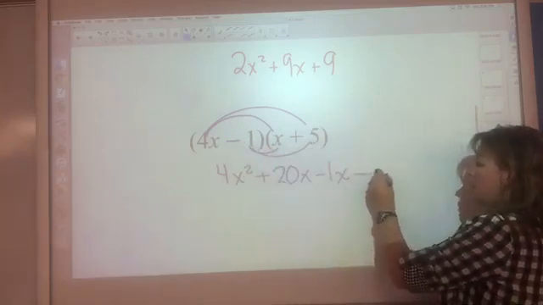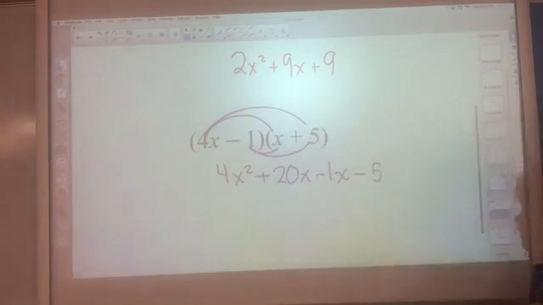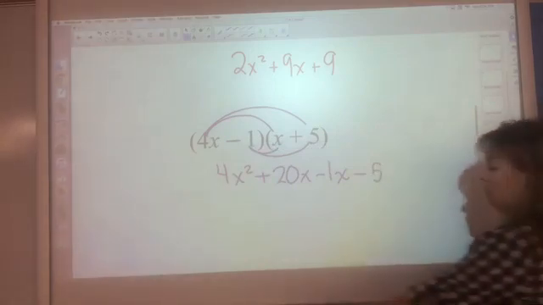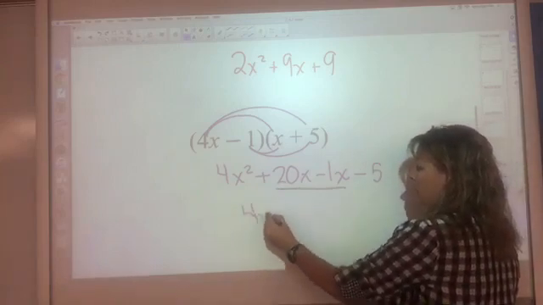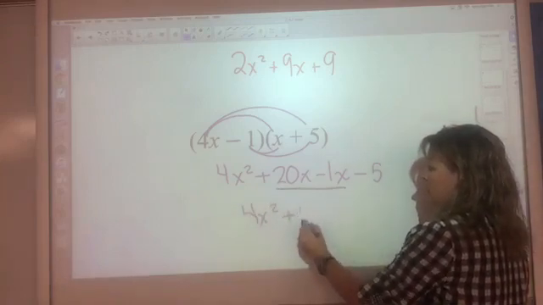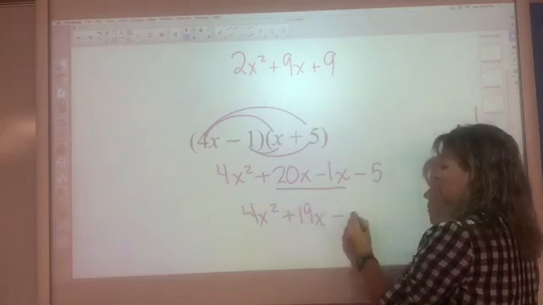Negative 1 times 5 is negative 5. Add like terms. Those two are in the middle. 4x squared plus 19x minus 5.